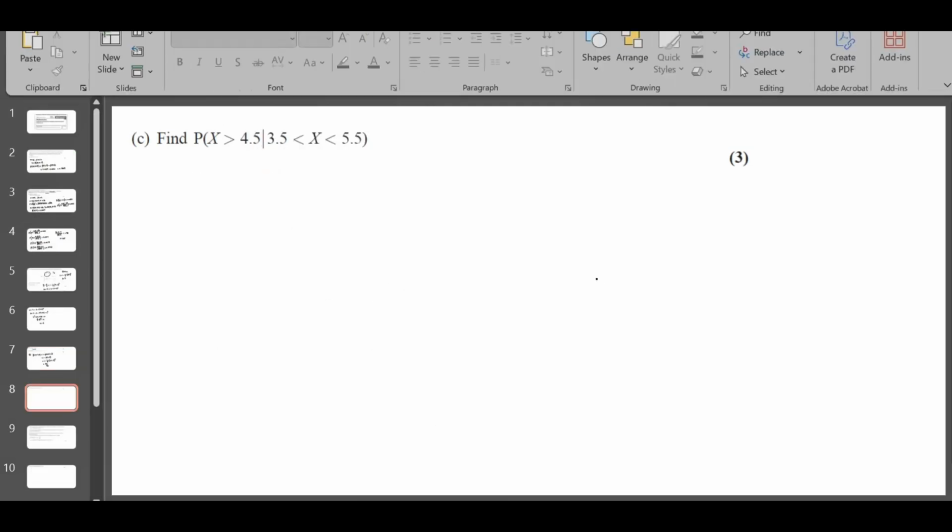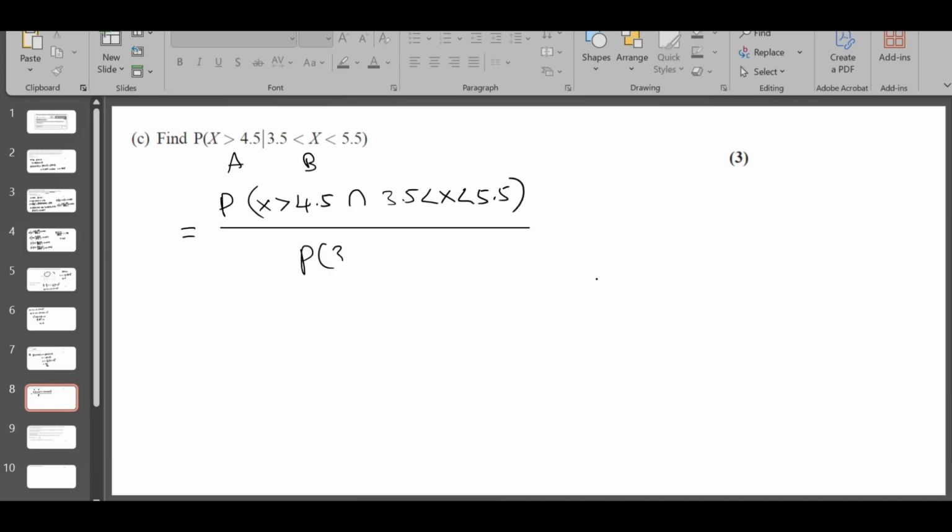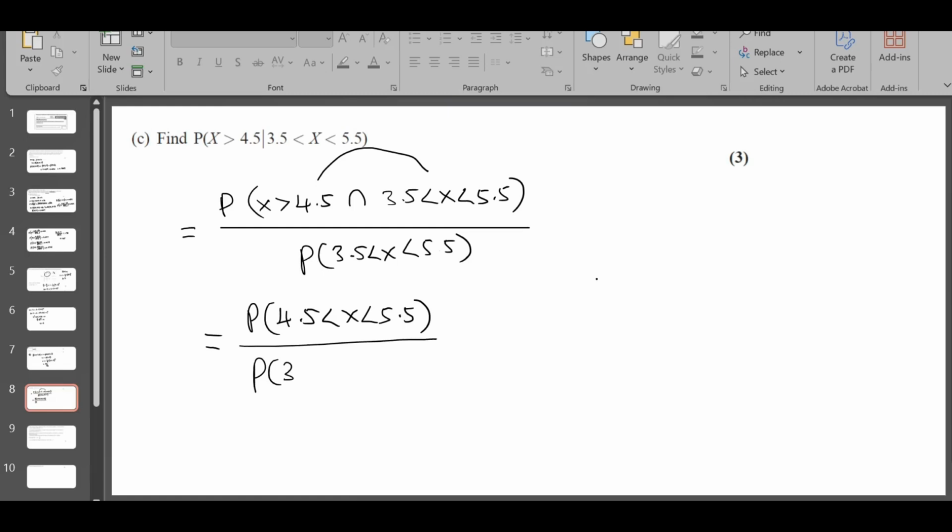Part C now. It's a conditional probability. Take it as A and B. So it's going to be the probability of A intersection B, X greater than 4.5 intersection 3.5 less than X less than 5.5, divided by P of 3.5 less than X less than 5.5. The intersection of these two is going to be 4.5 to 5.5, divided by 3.5 to 5.5. Let's find the probability separately.